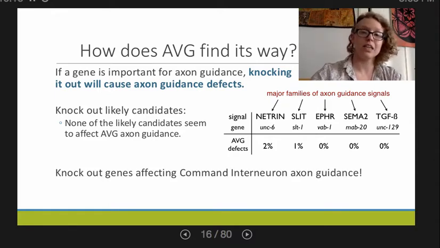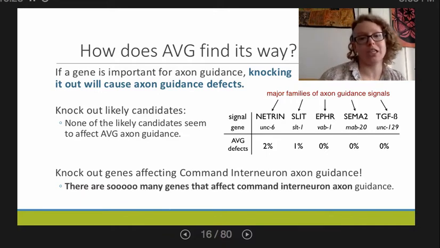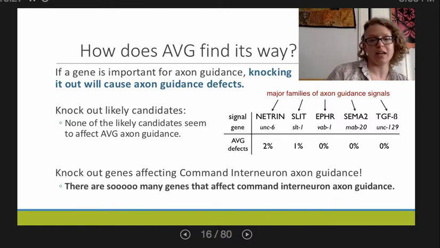So the next easiest thing seemed to be knock out genes affecting command interneuron axon guidance. However, we have the opposite problem here. There have already been documented so many genes that affect command interneuron axon guidance. Like, so many genes that affect command interneuron axon guidance.